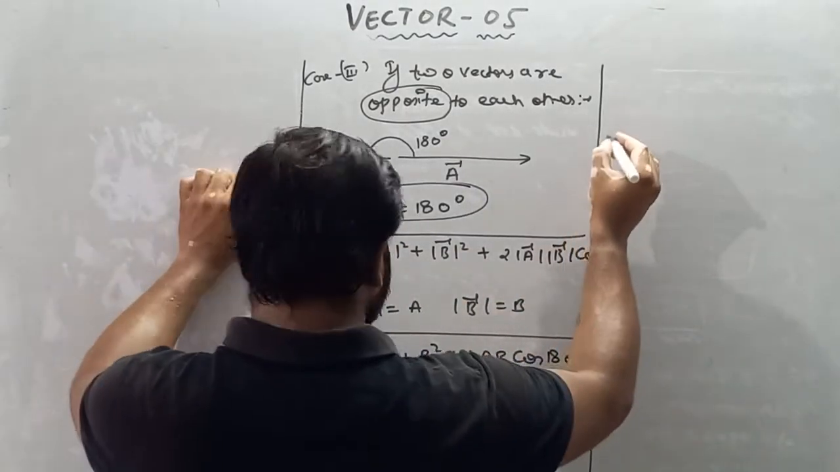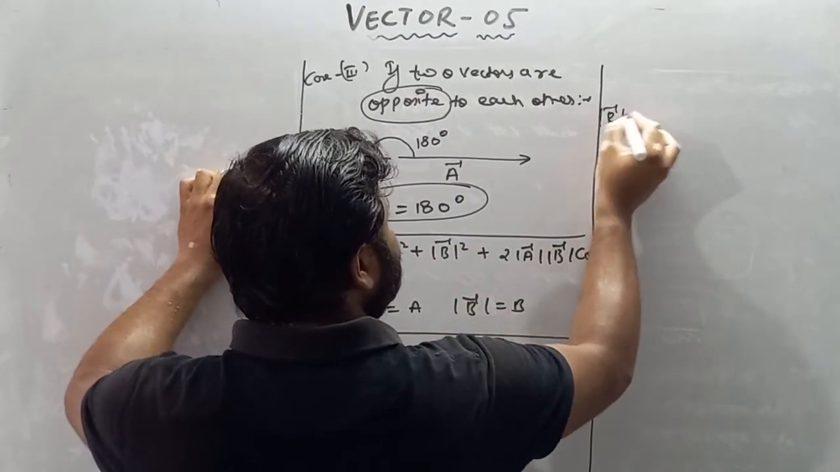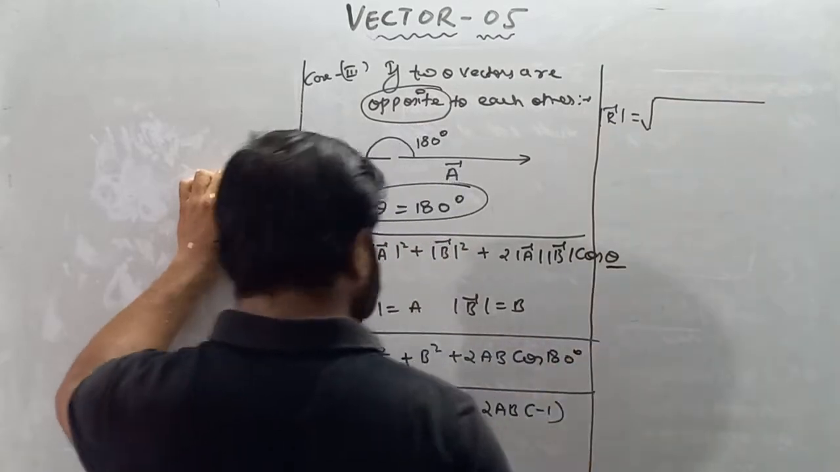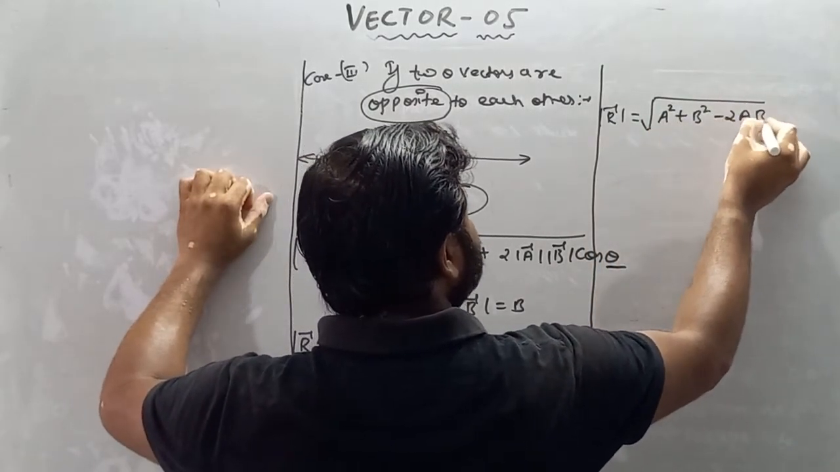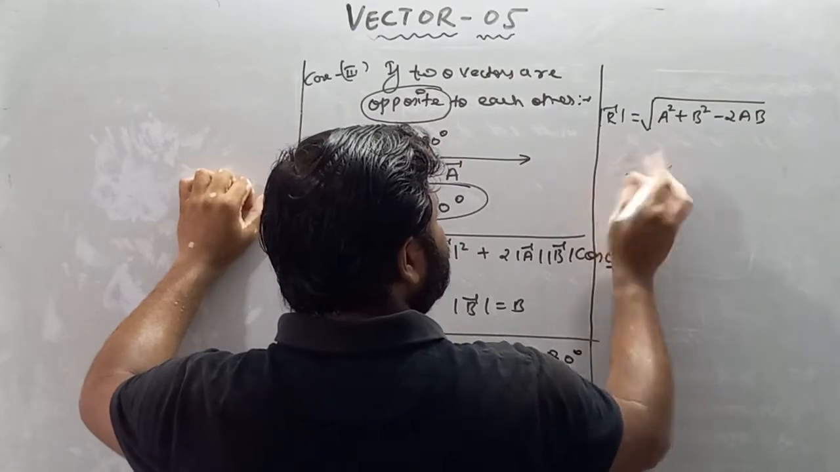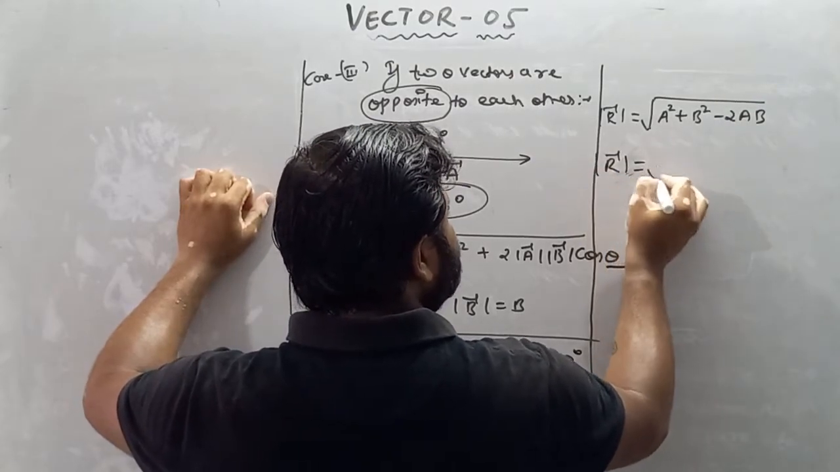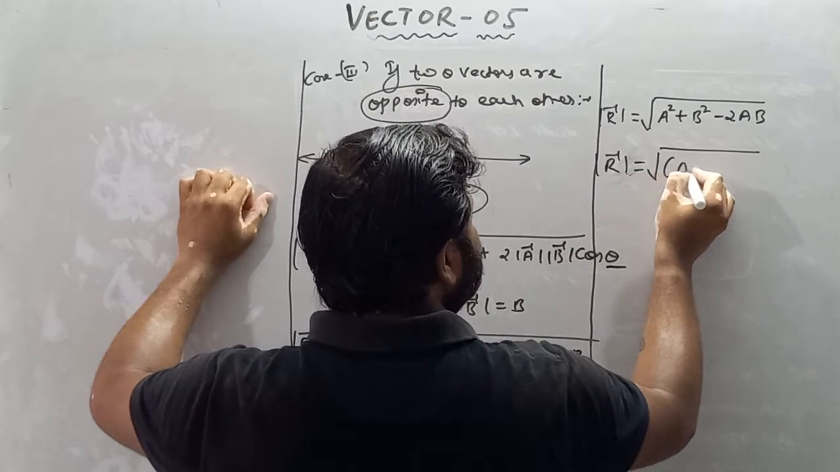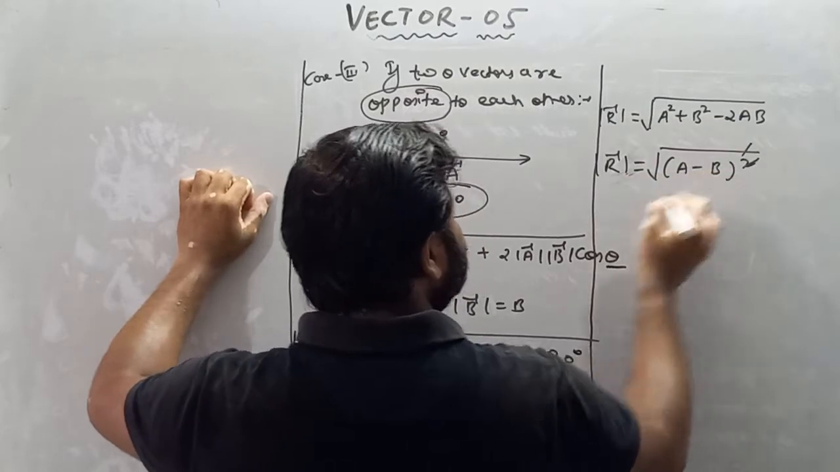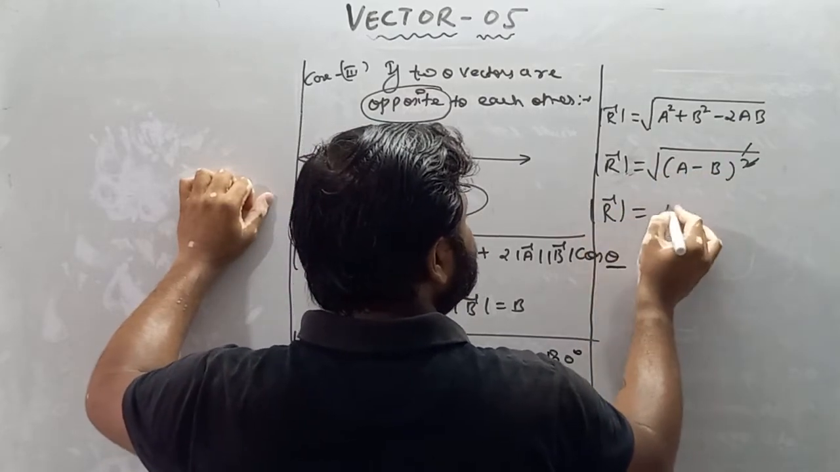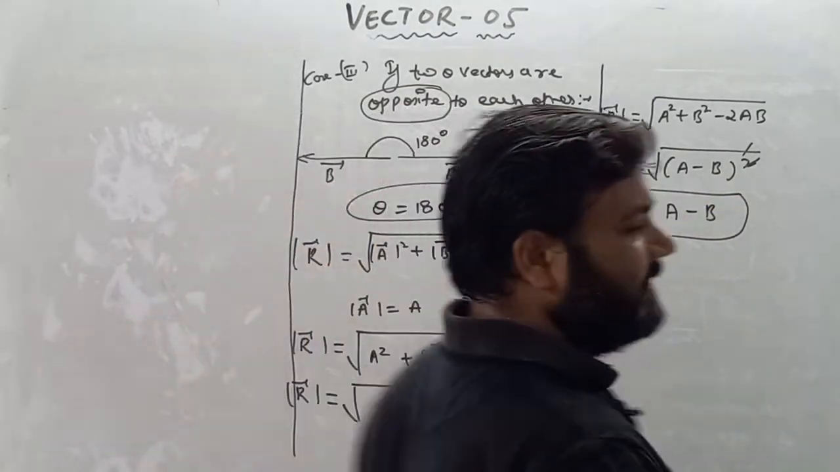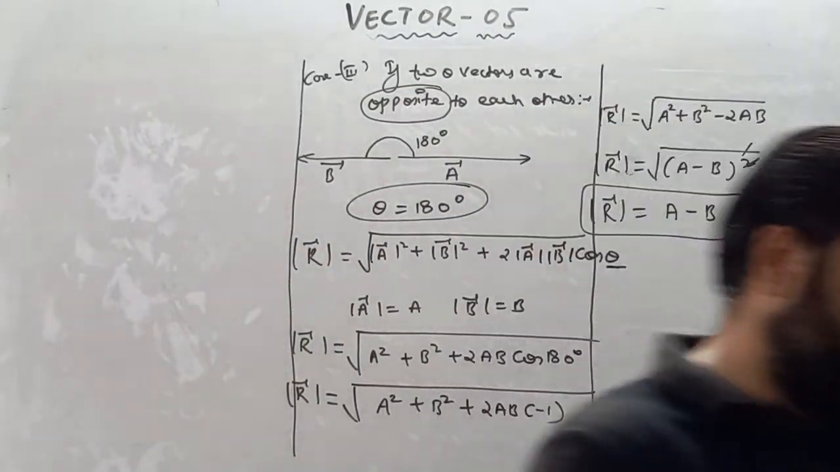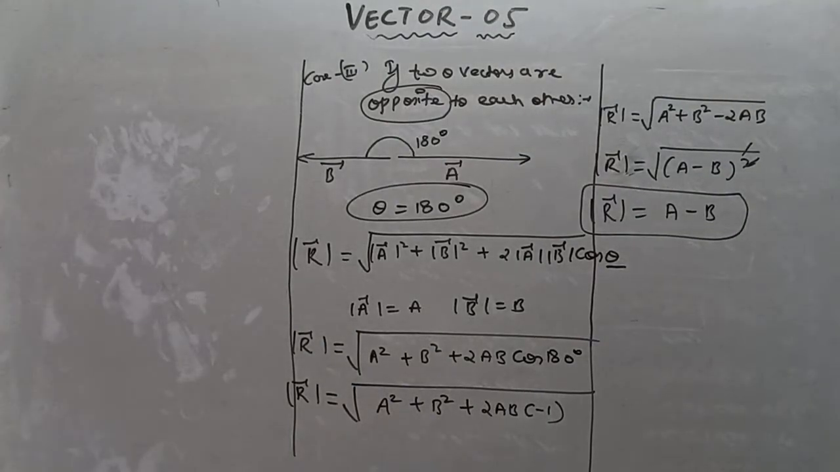Now moving forward, the magnitude of the resultant vector is equal to under root A square plus B square minus 2AB. So it forms the formula: R vector magnitude is equal to under root of A minus B whole square, which gets cancelled with the root, so it is A minus B. I hope you all understand what the different cases actually are.